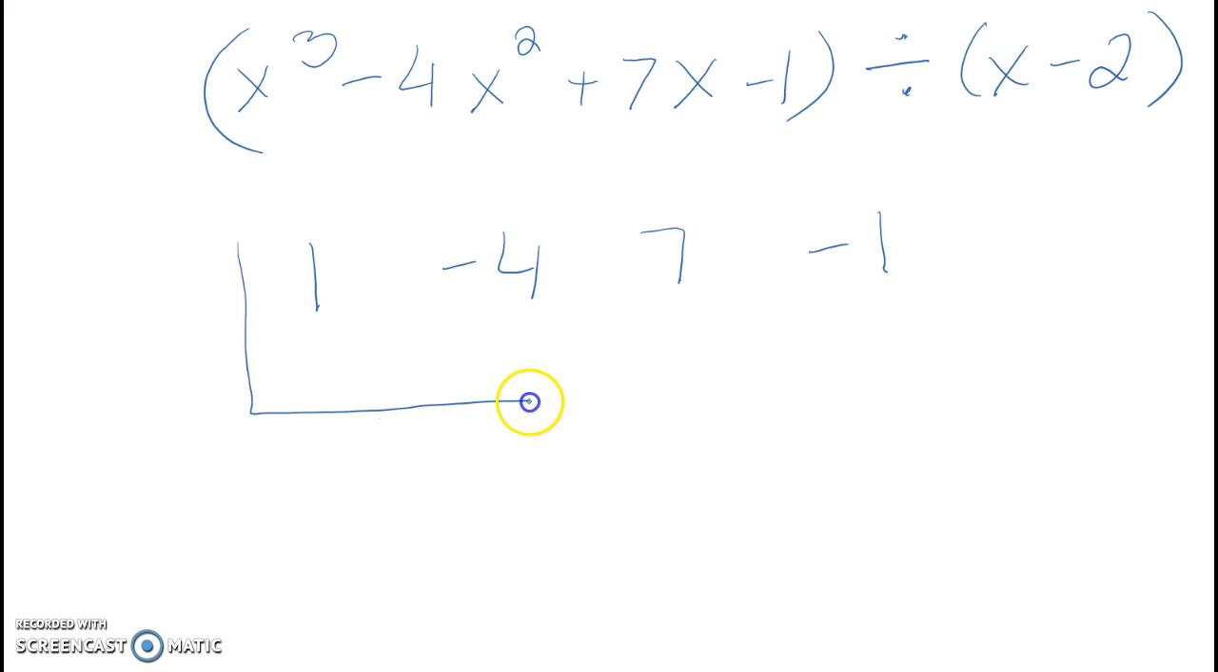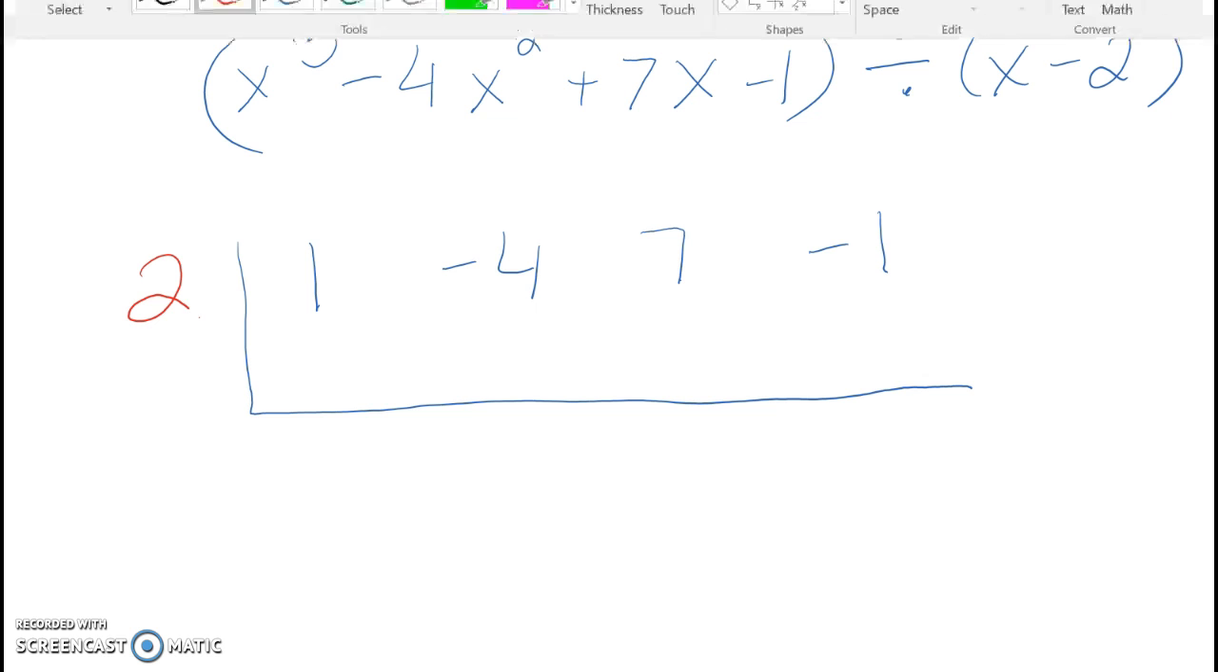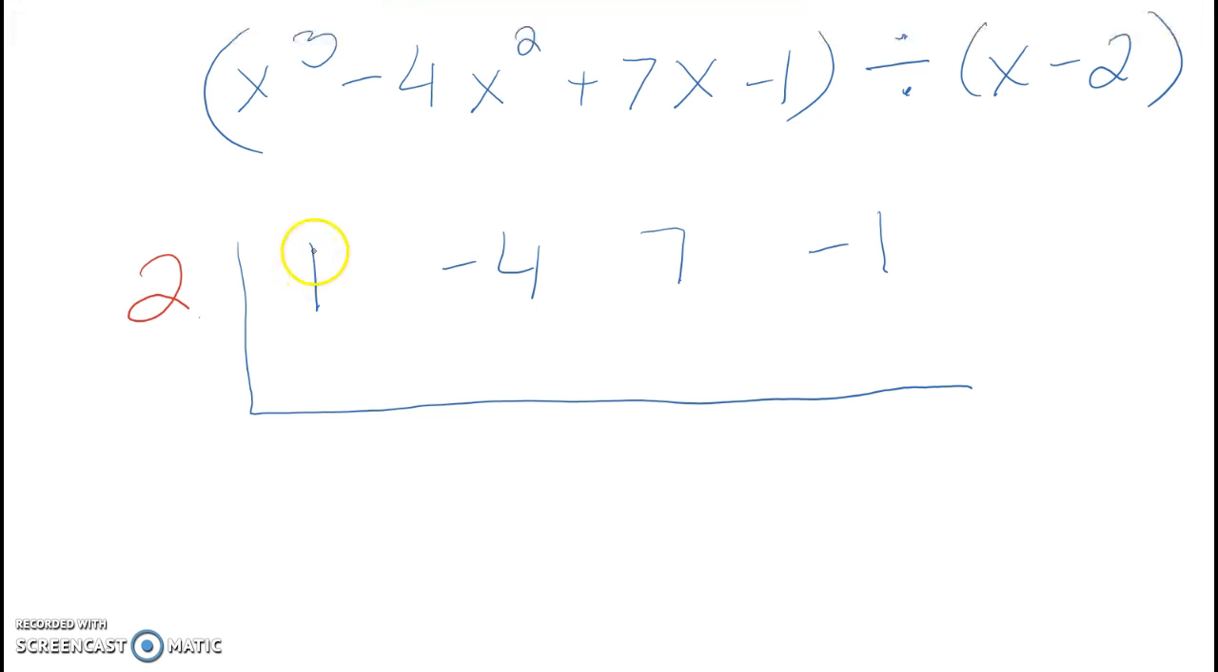Next, we'll draw this little box, or half a box, around this. And at this point, we will take the x minus 2 divisor, and if you were to set that equal to 0, you would get a value of just positive 2, and that's what we'll write here. At this point, what we will do is copy down the first coefficient, bring it down, and we'll take that coefficient and multiply it by 2. 1 times 2 is 2.